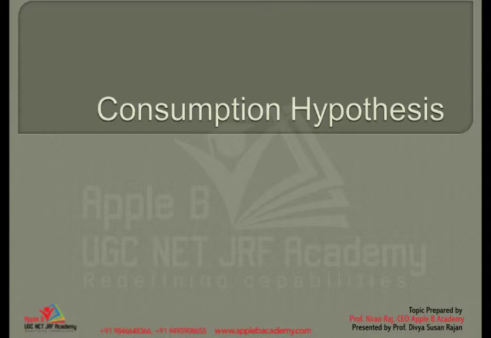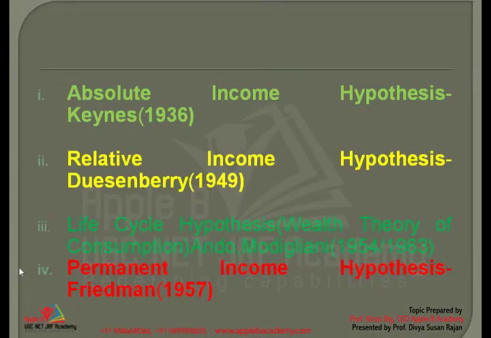In general, there are 4 consumption theories that we will come across. The first one is the absolute income hypothesis, given by Keynes in the year 1936. The second one is the relative income hypothesis, given by Duesenberry in the year 1949. The third one, the life cycle hypothesis, given by Ando and Modigliani, 1954 and 1963. And the last one is the permanent income hypothesis, given by Friedman in 1957.